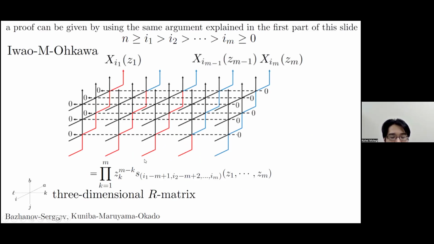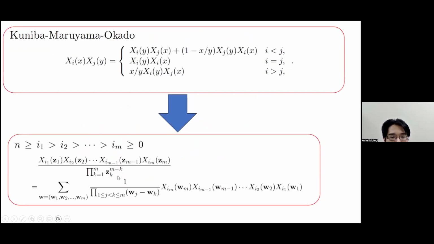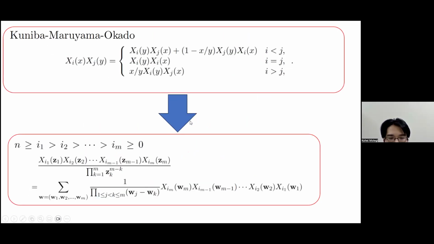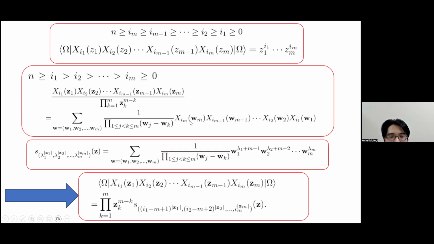This overall factor comes from the slight difference of the multiple commutation relations. It is essentially the same, but a little bit different, so that results in this kind of overall factor. But essentially the proof is basically the same as the first construction.